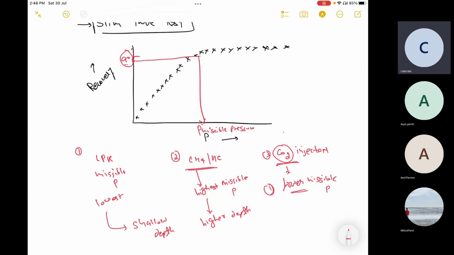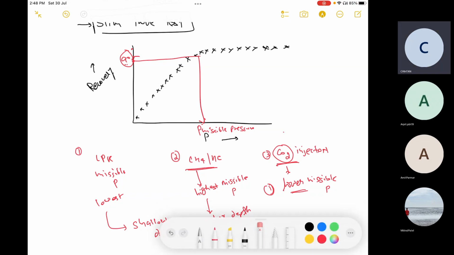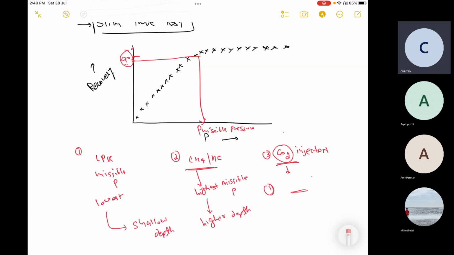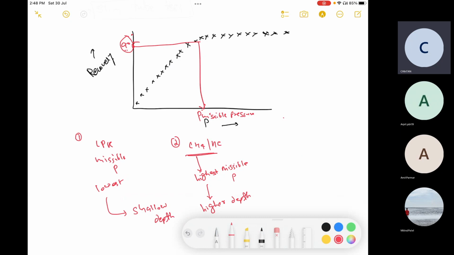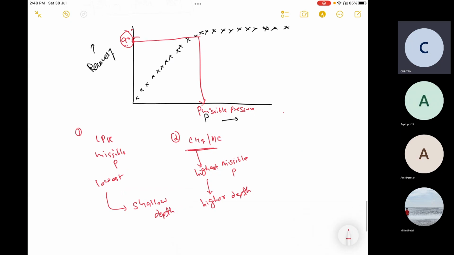So it can achieve the miscibility easily. But let's just write here those two only. Keep it as a separate topic itself. CO2 injection we will discuss later on. So these two points you can note down and try to figure out, or try to quantify this value on your side.